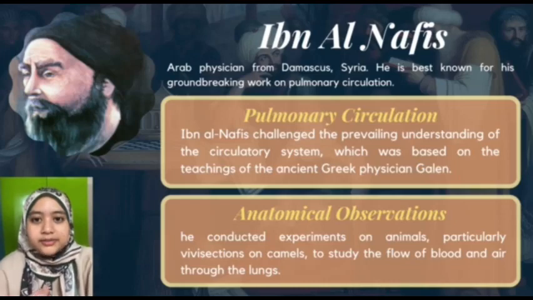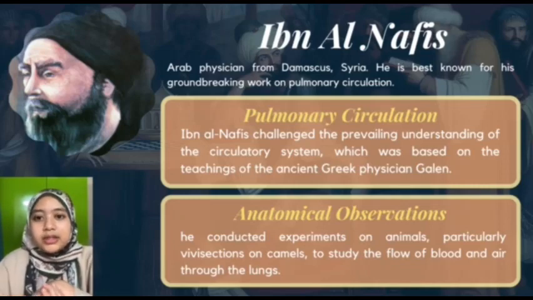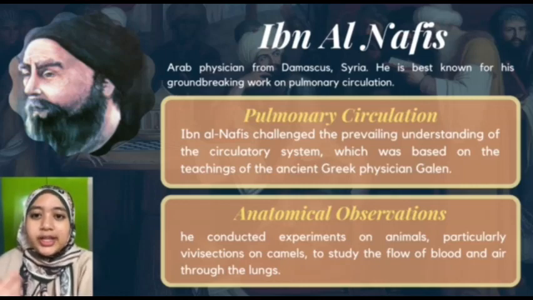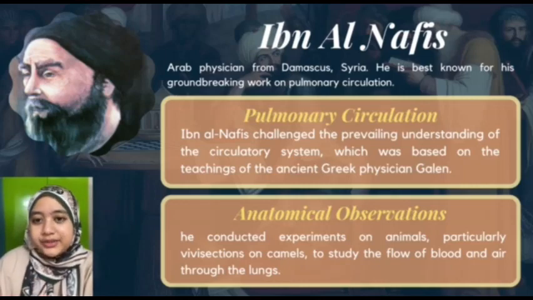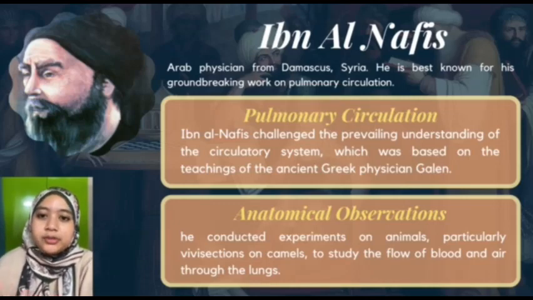So Galen believed that blood was produced in the liver, passed through the heart septum, and then mixed with the air in the lungs. However, Ibn al-Hafiz proposed an alternative theory, stating that blood must pass through the lung for oxygenation. His other contribution is on anatomical observation. So Ibn al-Hafiz relies on the anatomical observation and experiment to support his theory of the pulmonary circulation.